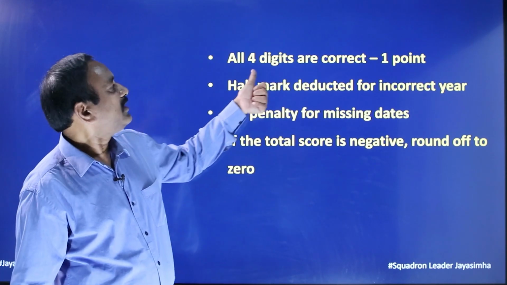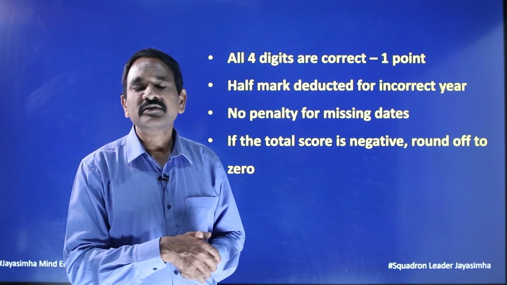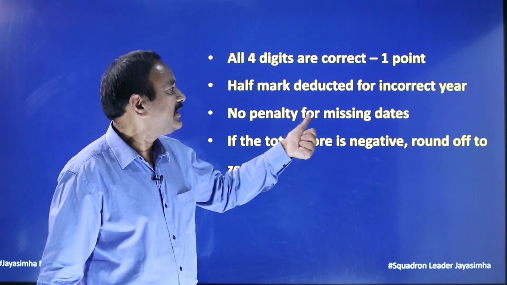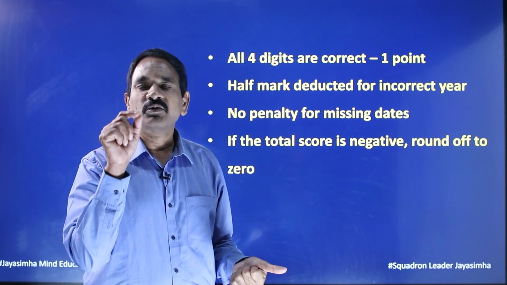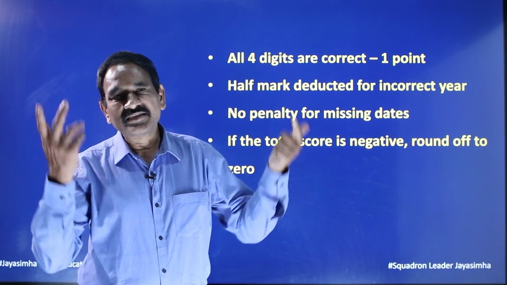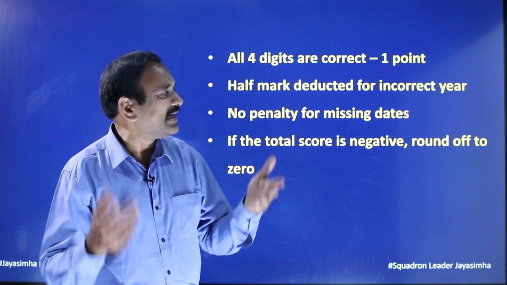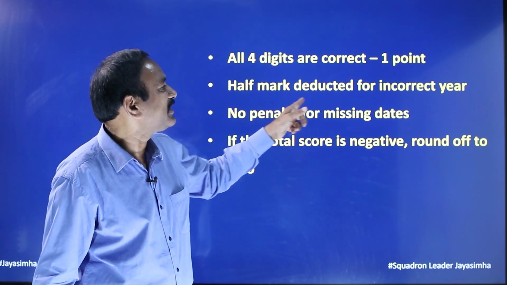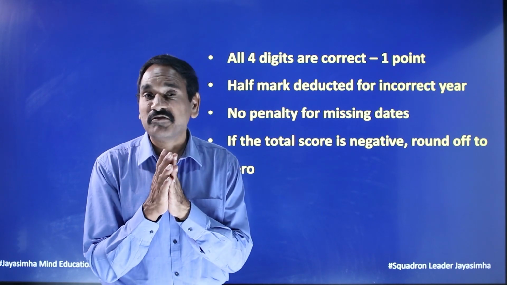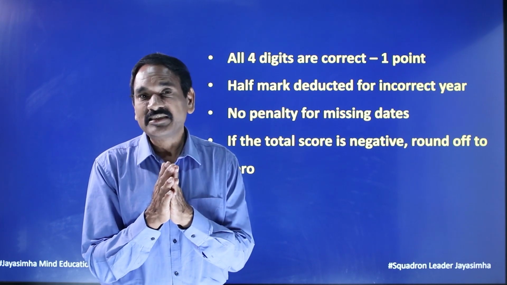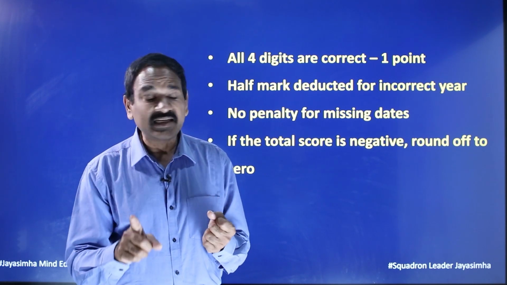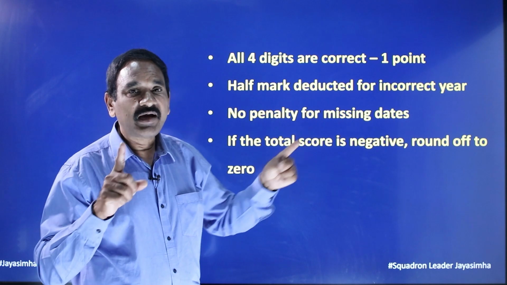If all 4 digits are correct, you get 1 point. Half a mark is deducted for an incorrect year. Any year which you simply guess and write, like 1947, 1976, 2017, half a mark is deducted for incorrect. So in this discipline alone, we get negative marks. Understand this. Otherwise, anyone can guess 4 numbers and write. No. If you write something incorrect, you are going to have half a mark negative.